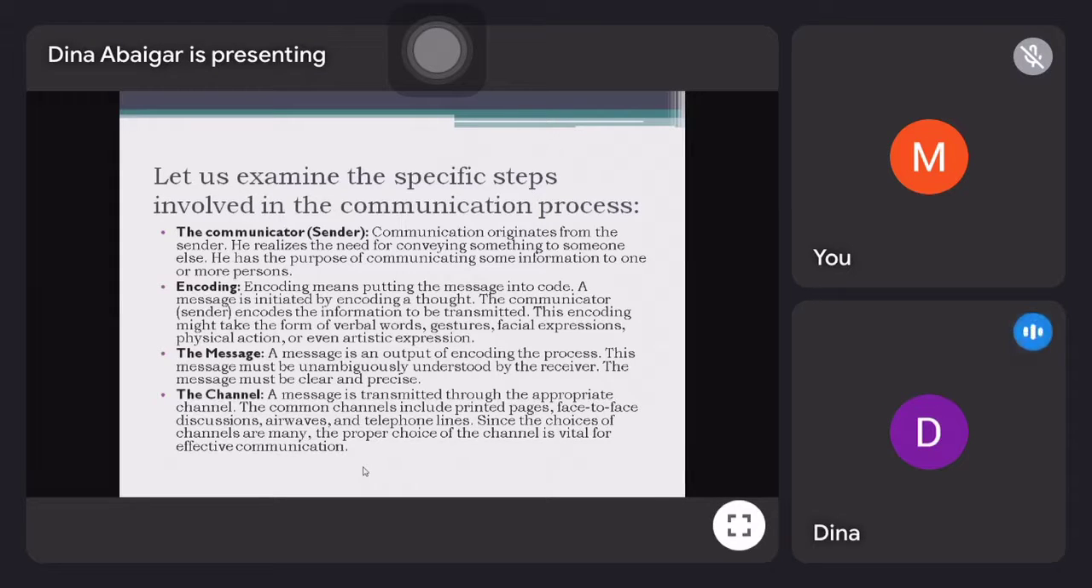Next, we have the channel. A message is transmitted through the appropriate channel. The common channels include printed pages, face-to-face discussions, airwaves, and telephone lines. Since the choices of channels are many, the proper choice of the channel is vital for effective communication.